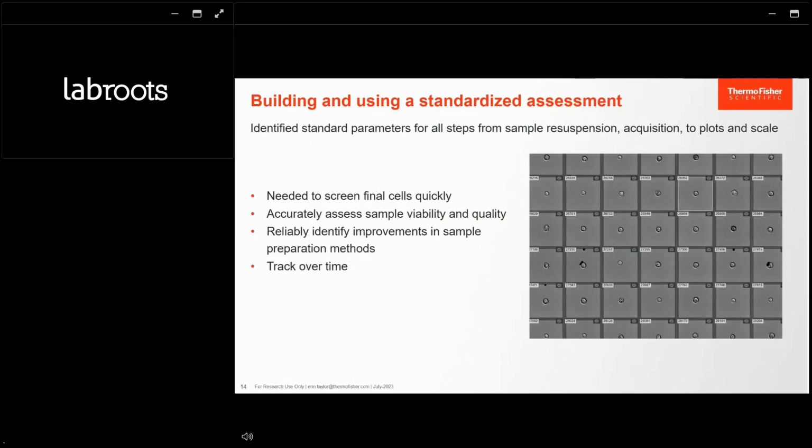And to do this, I assumed I would need to track over time. So I already had tissue dissociation workflows. I verified standard parameters for all sample acquisition and kept those the same for all experiments moving forward. And that was kind of the foundation of how I began building a standardized assessment for mouse whole lung homogenate tissue suspensions.